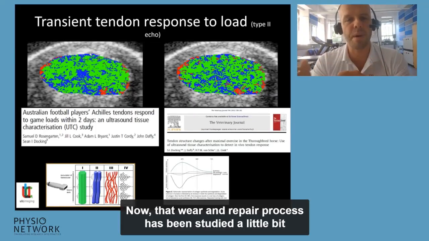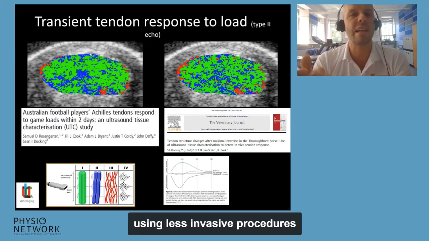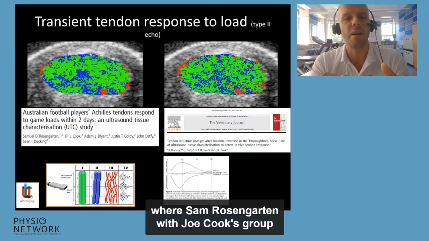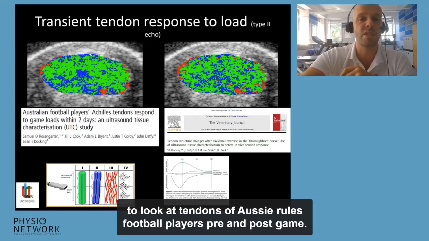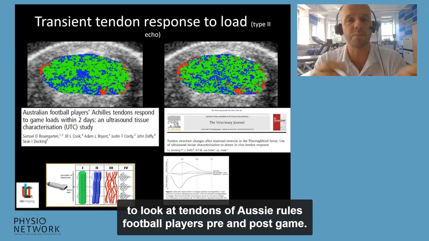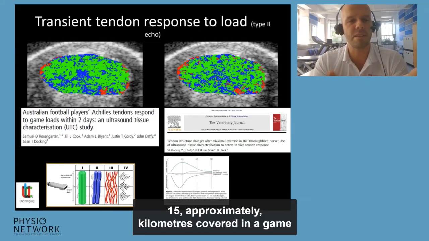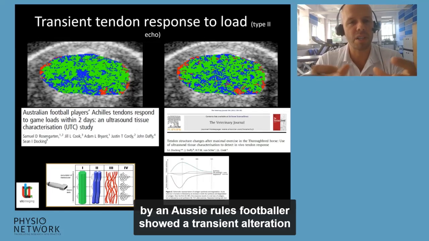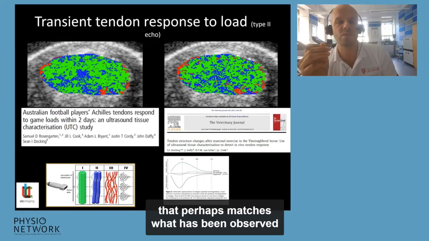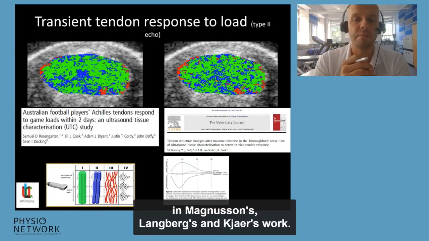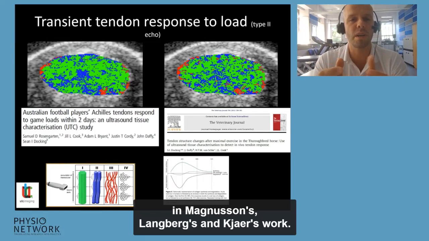Now that wear and repair process has been studied a little bit using less invasive procedures where Sam Rosengarten with Jill Cook's group used UTC, so ultrasound tissue characterization, to look at tendons of Aussie Rules football players pre and post game. 15 approximately kilometres covered in a game by an Aussie Rules footballer showed a transient alteration in the tissue structure that perhaps matches what has been observed in Magnusson's, Langberg's and Kjaer's work.